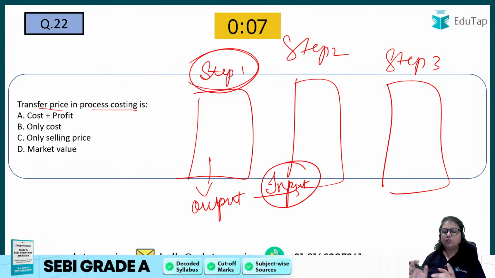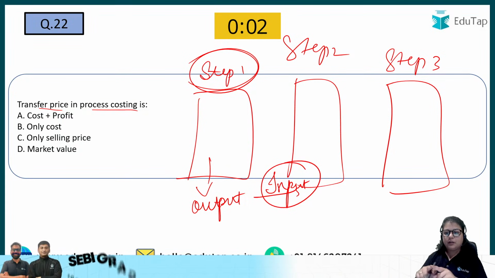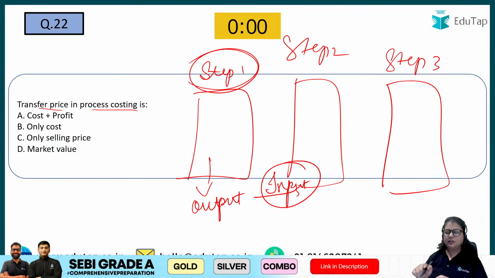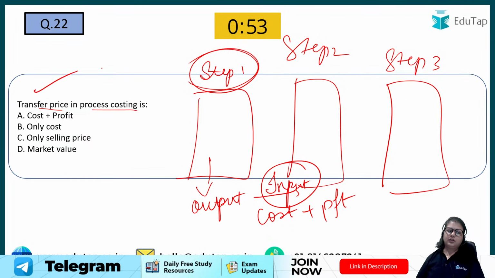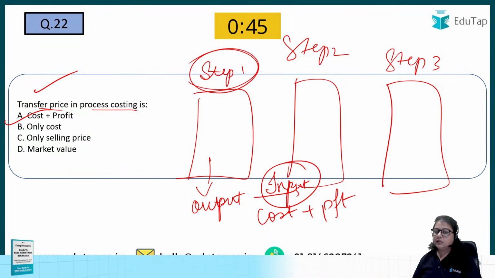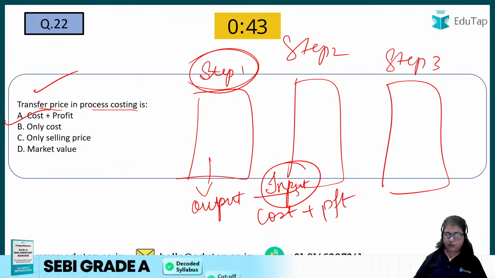So it is also known as inter-process profits. Between the steps also, between the processes also, we will add some profit to it. So cost plus profit becomes my transfer price. So it is option A, 22 option A, cost plus profit. ठीक है? Transfer price is cost plus profit.